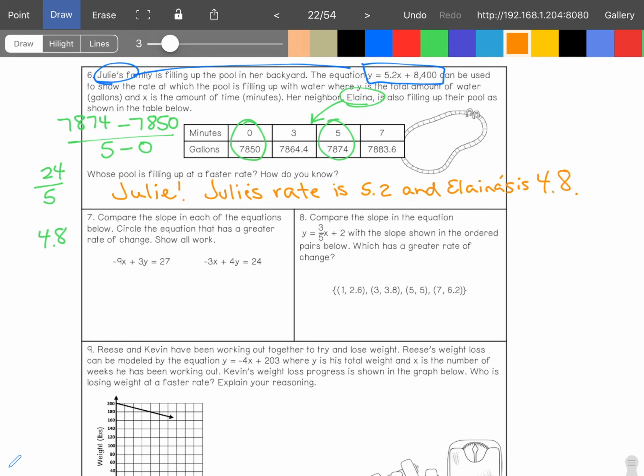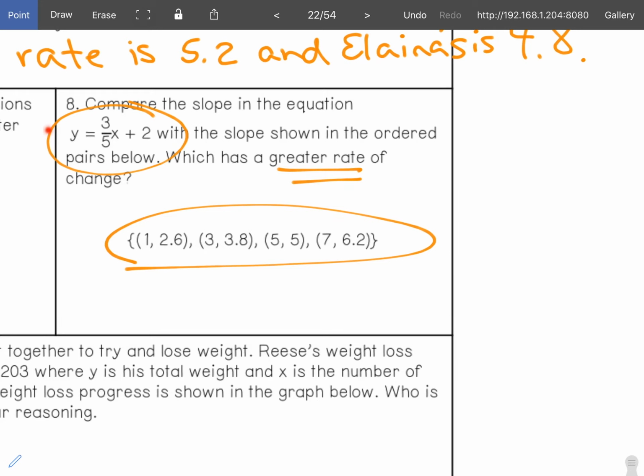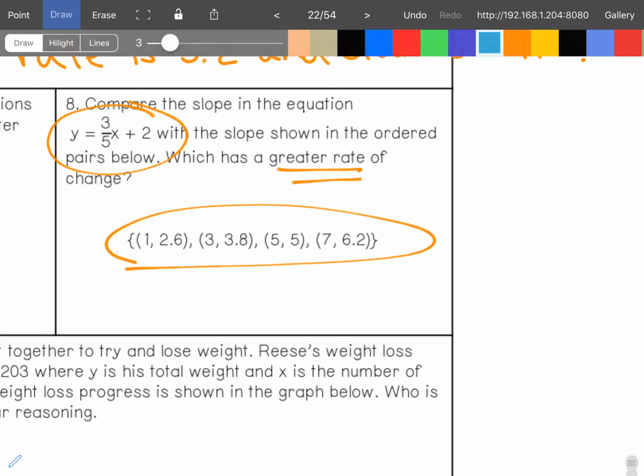All right, we're going to come back to number 7 here in a minute. Go to number 8. It says to compare the slope in the equation. Okay, so we're comparing an equation with the slope shown in the ordered pairs, which has a greater rate of change. So we're doing exactly like we did with the pool problem, just not an actual real life situation here. So if we're looking for the greater rate, what would the rate be looking at this equation? What is the rate? It is 3/5.